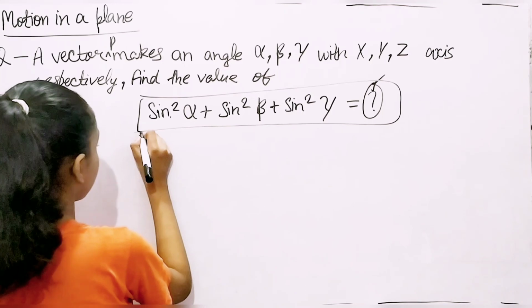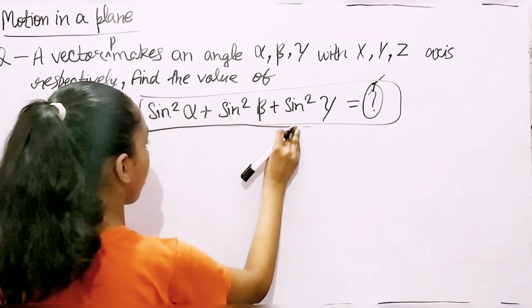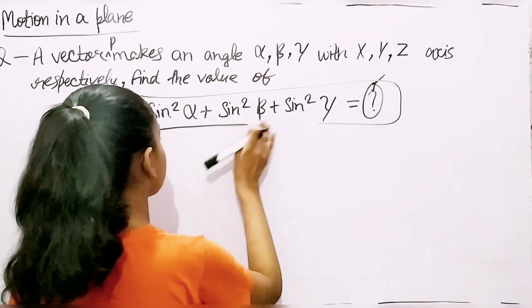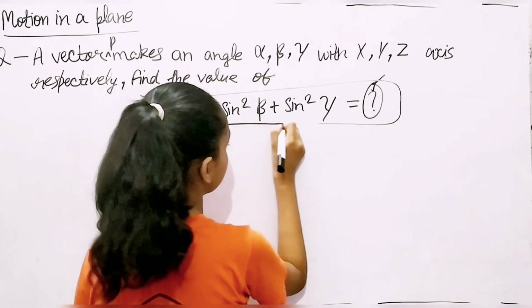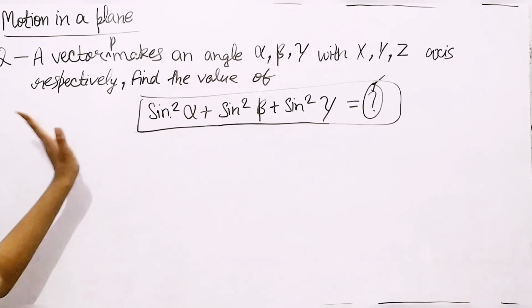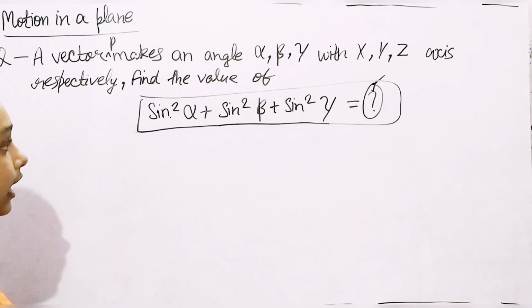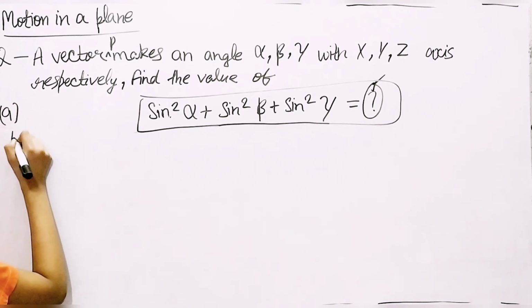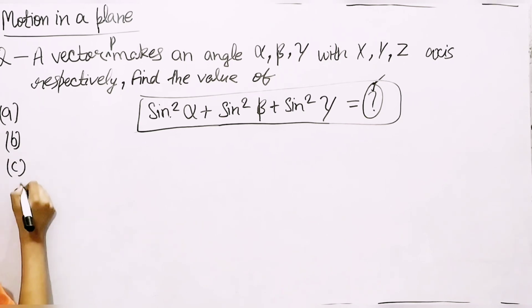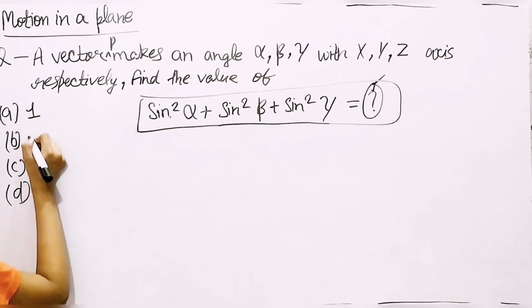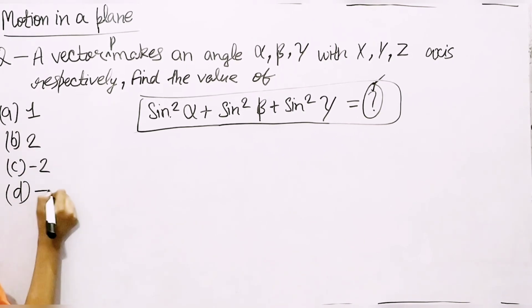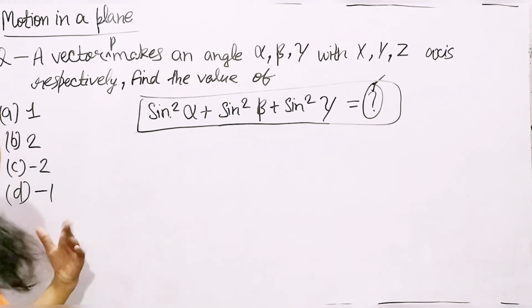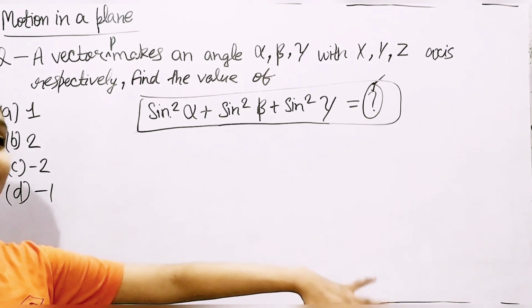The marker is kind of light, but I think you can still see that. Options are also given to us, so that will make it easier. There are a total of 4 options: the first one is 1, second is 2, third is -2, and fourth is -1. Now let's solve the question without wasting our time.